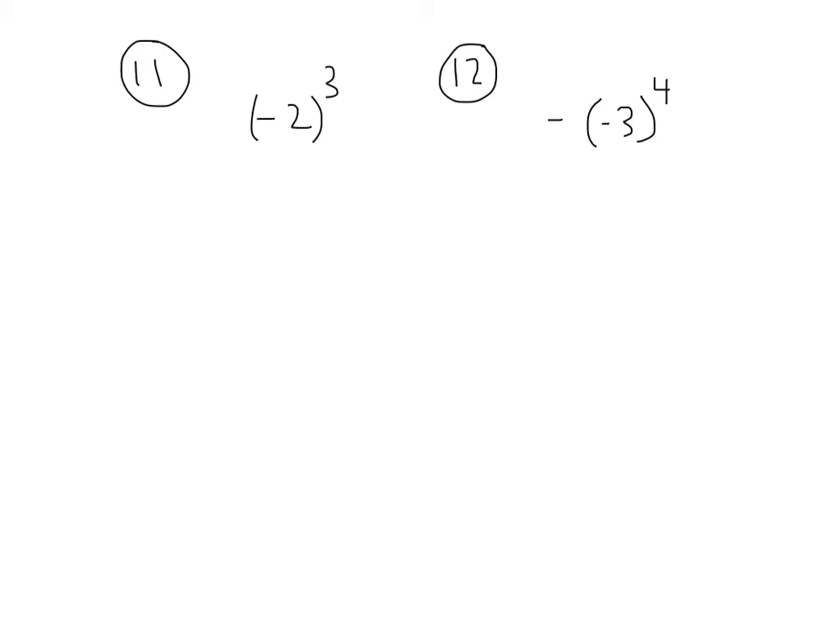Here's what you should have gotten. All right, -2 cubed. This means -2 times -2 times -2. Well, -2 times -2 is 4, and then 4 times -2 is -8.